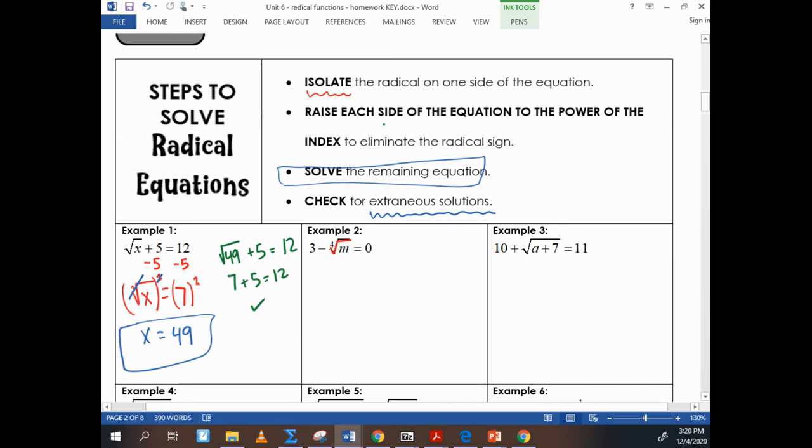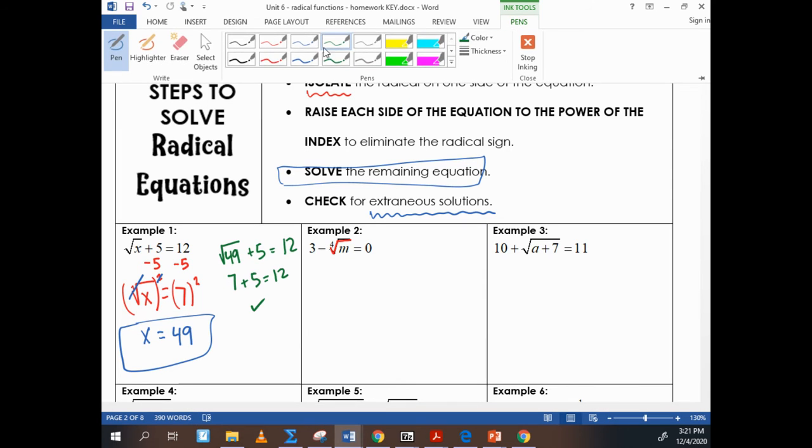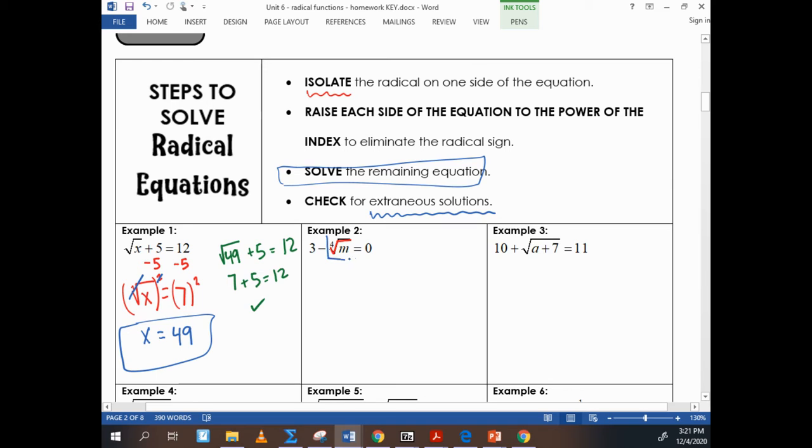All right, let's try this next one. Again, 4 easy steps. We've got to isolate the radical. Now, be careful on this one. Here's my radical. This negative is not part of the radical. This 3 is not part of the radical. The 3 is pretty easy to take care of. We're going to just subtract 3 from both sides right there.